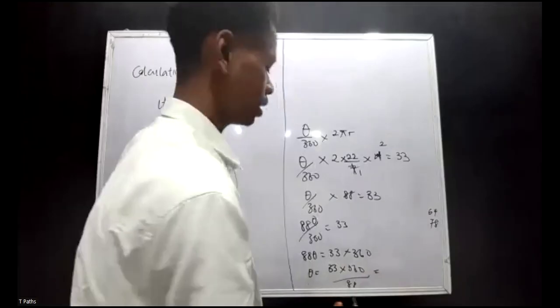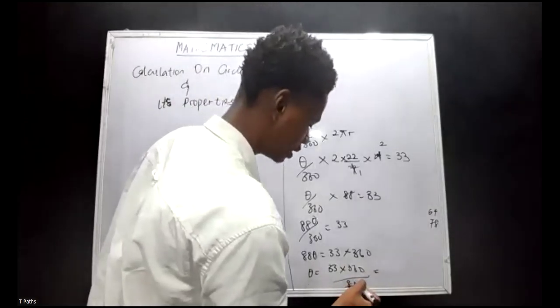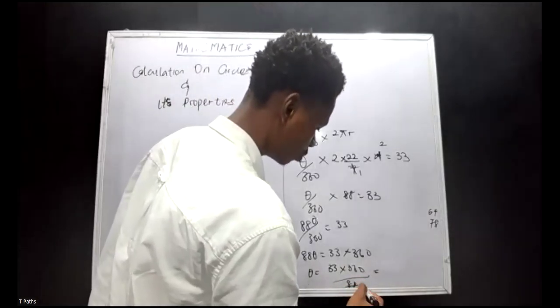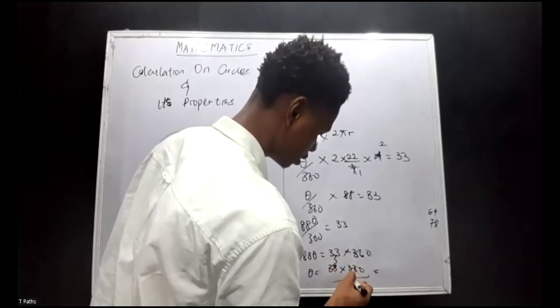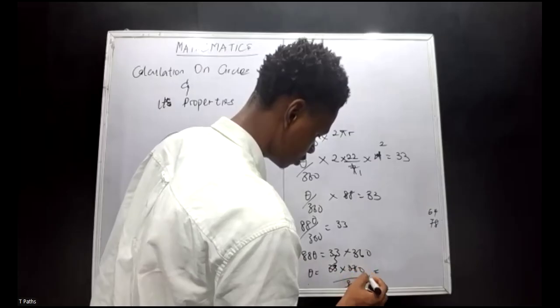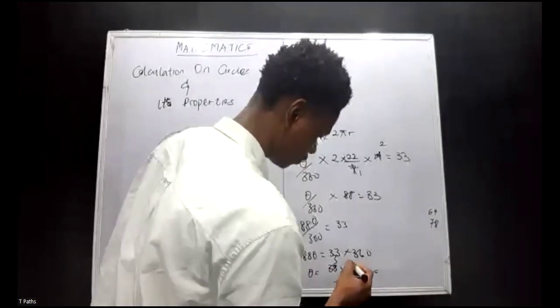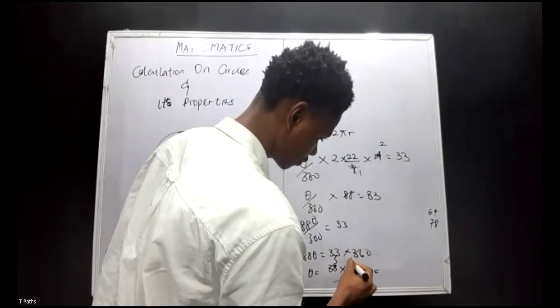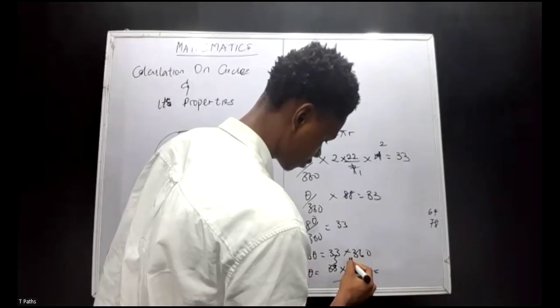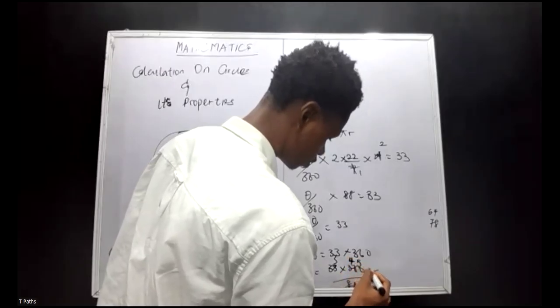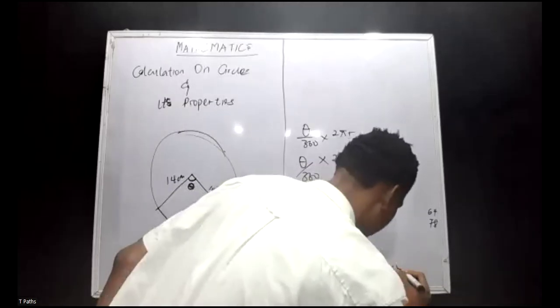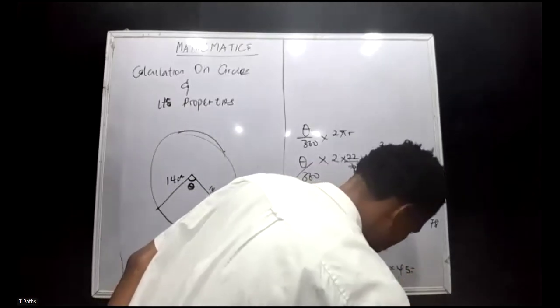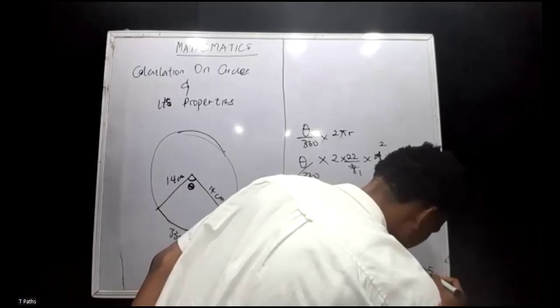So if you do that, I think 11 is common. So I have 3 here, 8 here. If you divide 360 by 8, you should have 45. So you have 3 times 45. So 3 times 45 is going to give you 135. So the answer is 135 degrees.